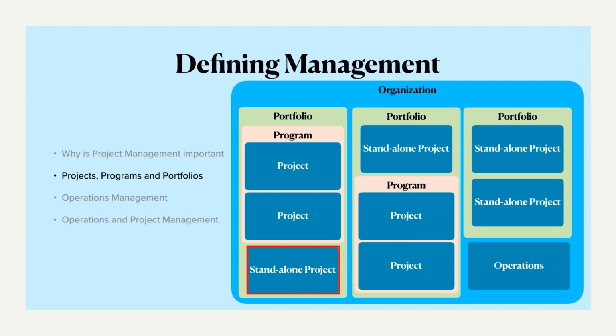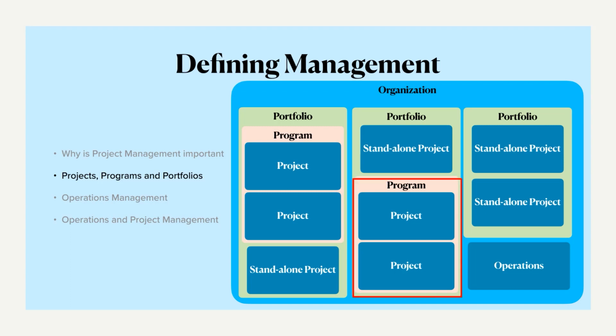A standalone project is something which is not linked to any program, right? So we will understand what a program is in just a bit, but just keep this definition in the back of your mind. So a standalone project is not linked to any program. It is managed independently within a portfolio. A new project is always associated with some program. Let it be a single project, but it will have an association with some sort of program. And the operations, as you can see, they are the bread and butter of the company. They are the regular operations of the organization.